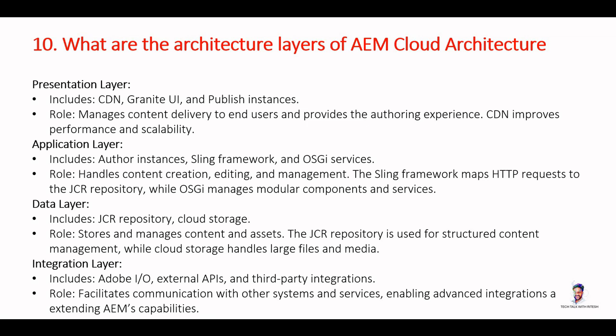Author instance, how we are creating the content. Author instance, Sling framework, right? OSGi services, these are the backbone of how we are creating the whole content, how it is served, right? How those services are running behind, correct? The roles are: it handles content creation, editing, management. Sling framework maps HTTP requests to the JCR repository. OSGi manages the modular components and services. You see, everything is connected, right?